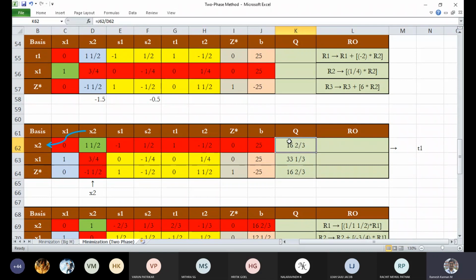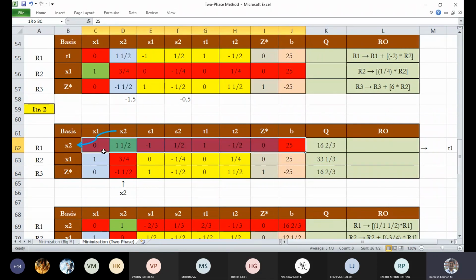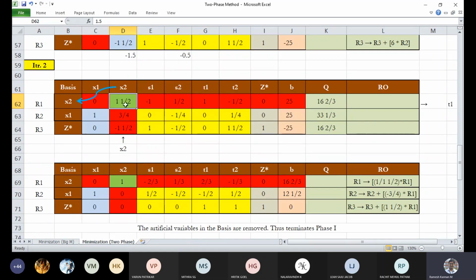So this particular thing is selected, and that row will become our key row, and the point of intersection of key column and key row is the pivot element, right? So that is taken. So here the pivot is 1 1 by 2. We need to make this 1, so we have to divide the entire row by 1 1 by 2.